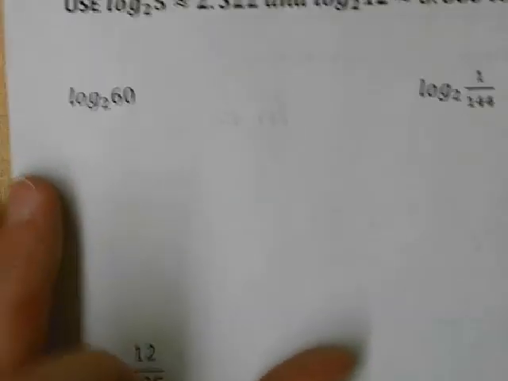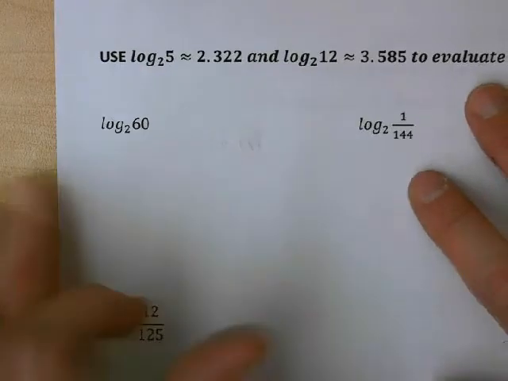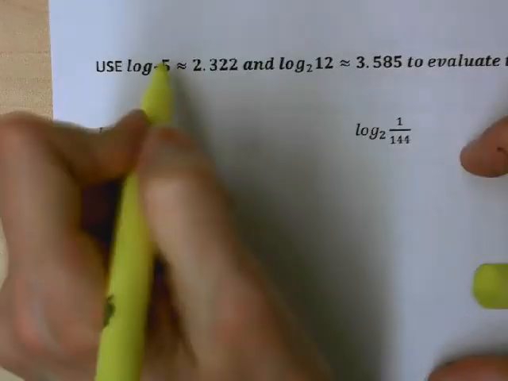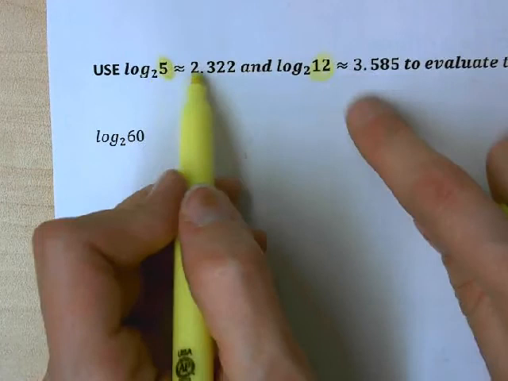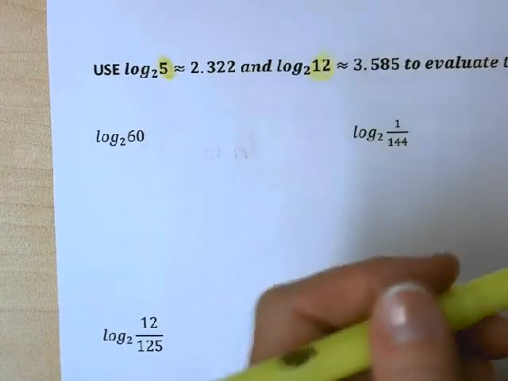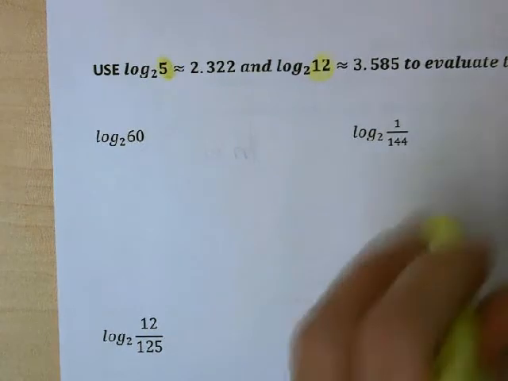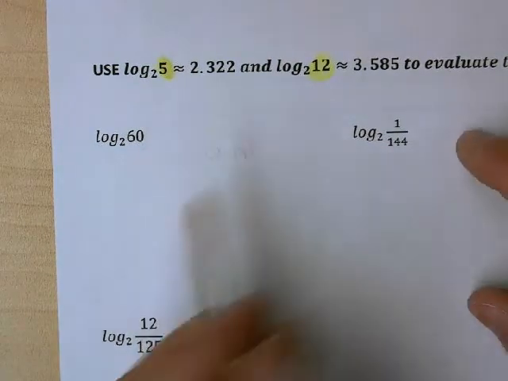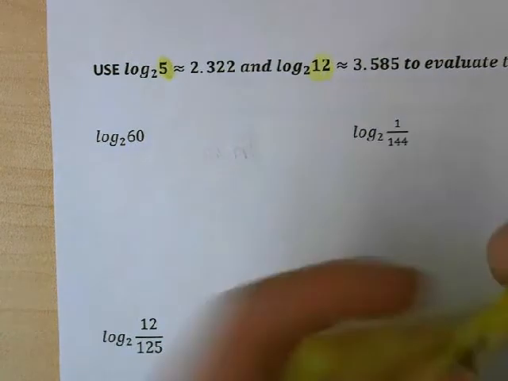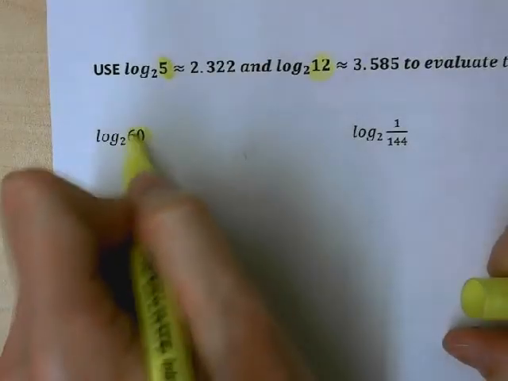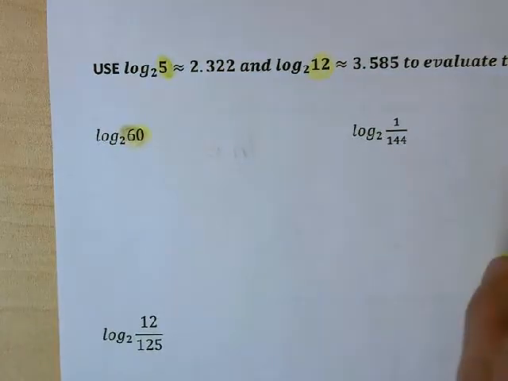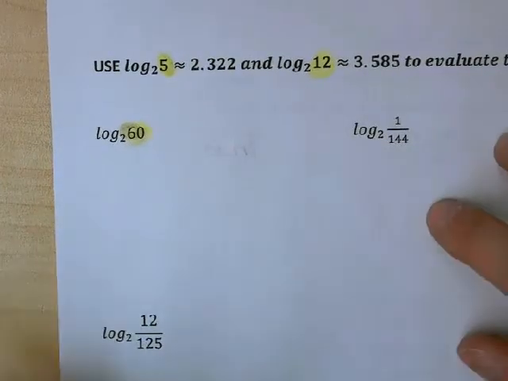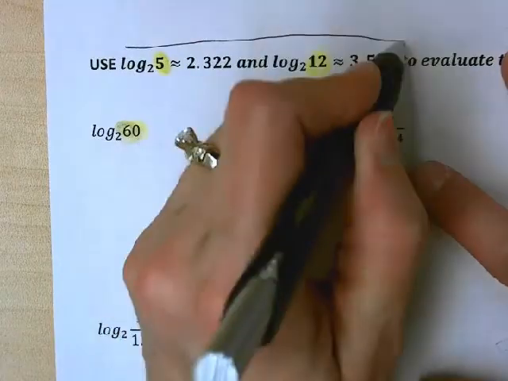And then there are a few on the back where you have to manipulate something. They sometimes give you answers to use. Like they say log base 2 of 5 equals this decimal, and log base 2 of 12 equals this decimal. Use this information to evaluate the logarithms below. I'll try to use my highlighter here to highlight these numbers. 5, 12. Now this says 60. What you need to do is use the given information at the top to figure this out.